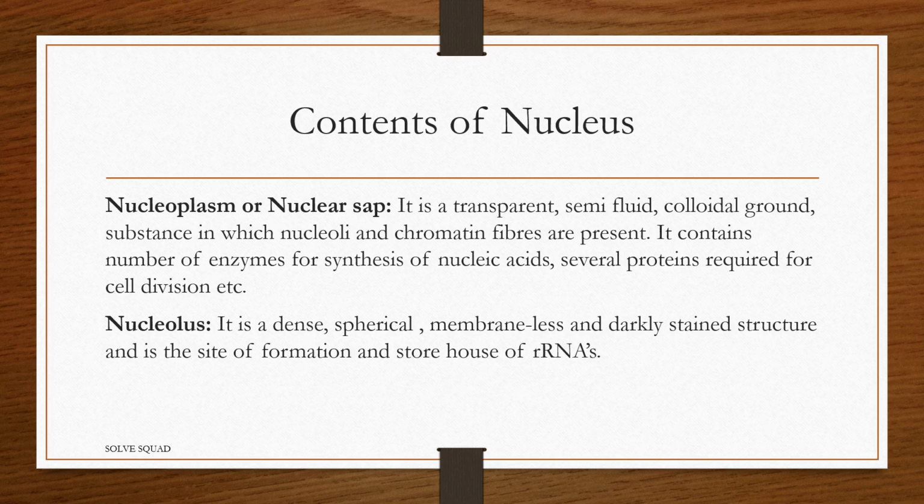Now, the next part is the nucleolus. Nucleolus is a dense, spherical, membraneless and darkly stained structure and is a site of formation and storehouse of rRNAs. The small r stands for ribosomal and RNA stands for ribonucleic acid. So the nucleolus is the site where these rRNAs are formed, and it stores all these rRNAs. Moreover, it is where the ribosomal RNA genes are transcribed.